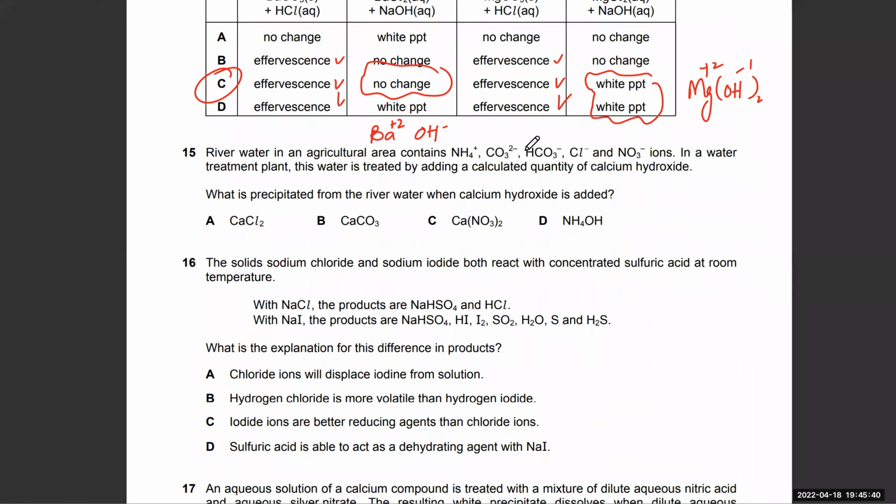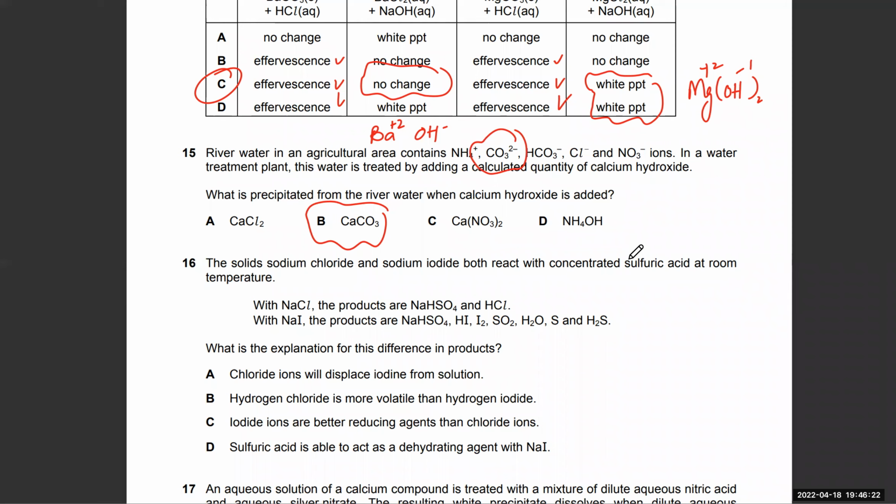River water contains these ions in water. This water is treated with calcium hydroxide. What is precipitated from the river water when calcium hydroxide is added? So what precipitate would form? Precipitate is an insoluble thing. And there's only one thing that is insoluble, and that's calcium carbonate, because chlorides are soluble. Nitrates are all soluble. Hydroxides, NH4+ compounds are all soluble. So the only option is calcium carbonate, because calcium ions and carbonate ions in the water would combine to form a precipitate.